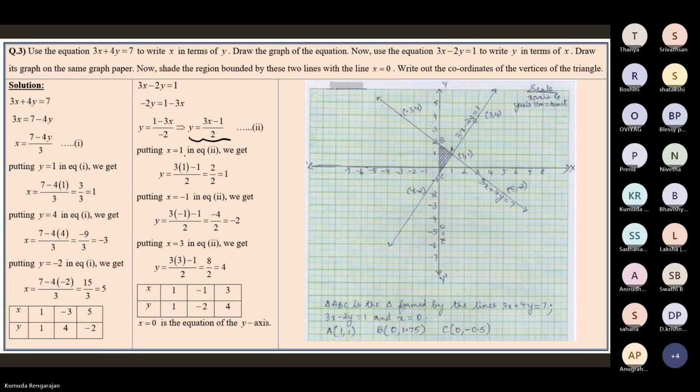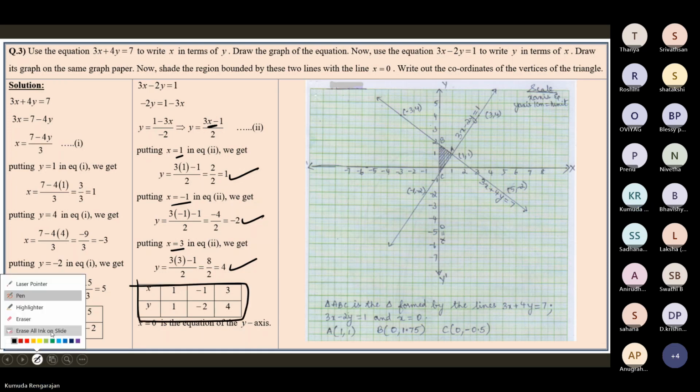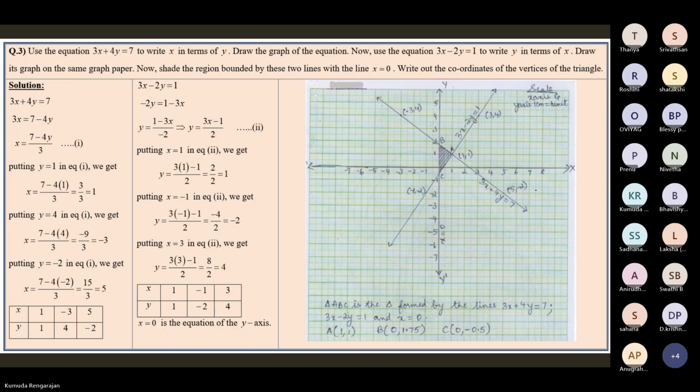Now in the same way, here because we have x, you must give different values for x and find the corresponding values of y. Since you have x here, you should give different values for x and find the corresponding values of y and put those values in this xy table and then plot the points. So when you plot the points and join the points, you get this line, which is given by the equation 3x minus 2y is equal to 1, the second equation.